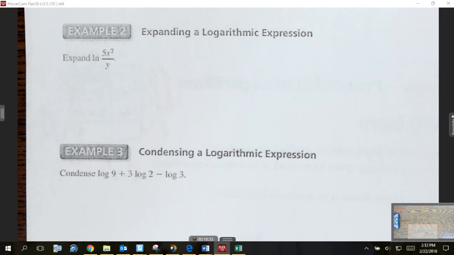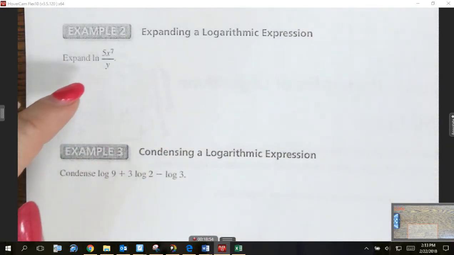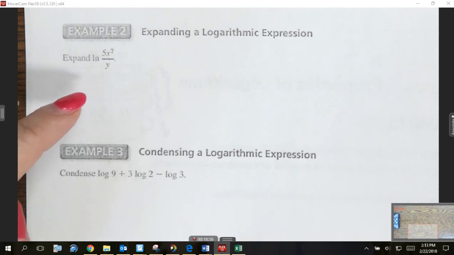Okay, so the next section, we're not going to do the entire packet, by the way. We're not doing the very last page, we're just doing this page. The last section that we're doing today is expanding and condensing. It's the exact same thing we were just doing, only there's going to be more than one step, and you're not going to necessarily find one answer. You're just rewriting this a different way.